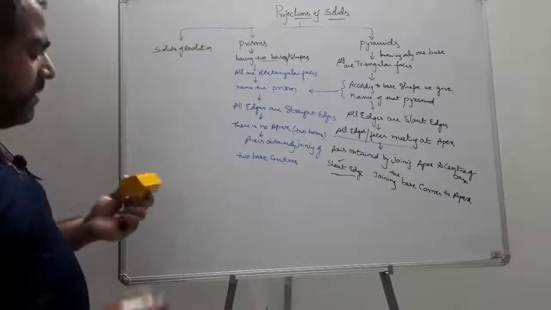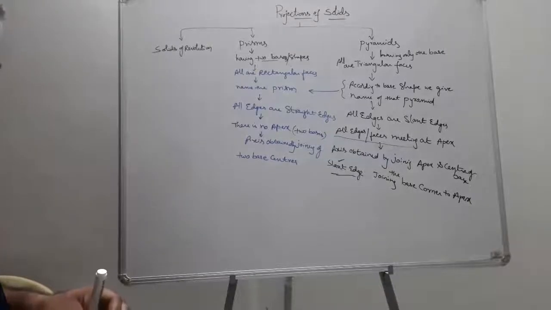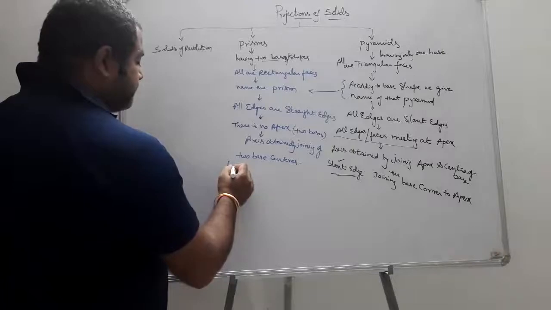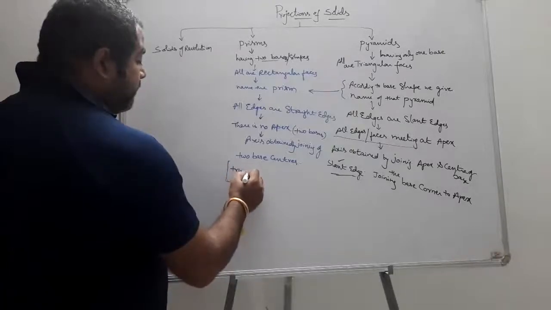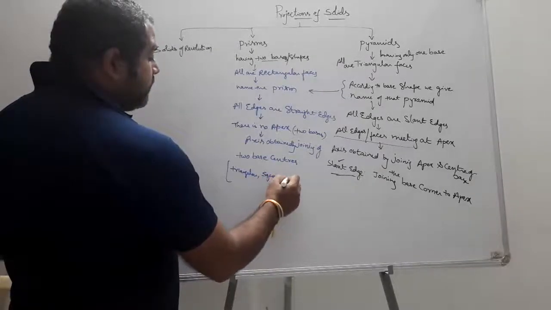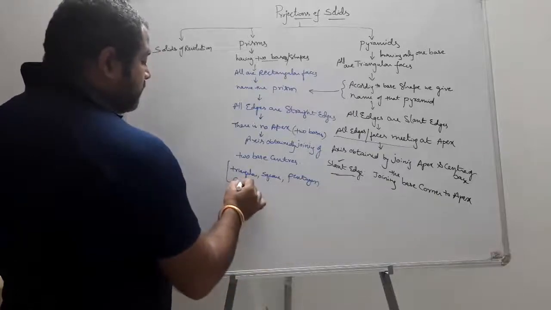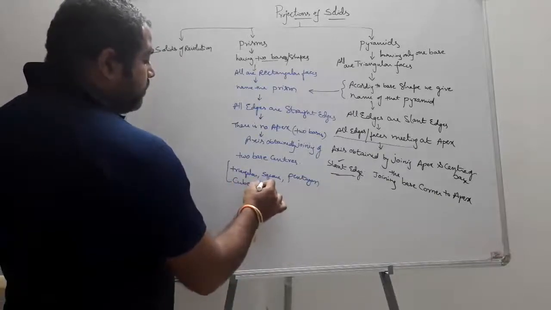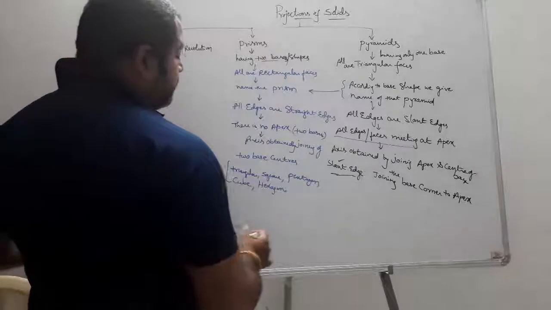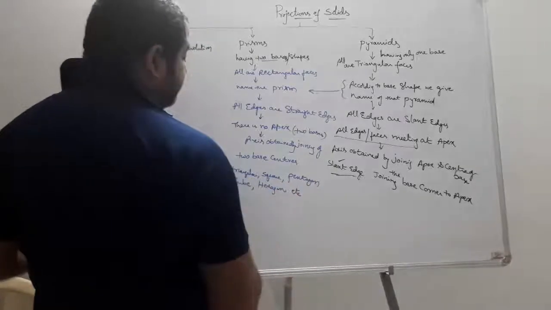Next one is your solid of revolution. What is meant by the solid of revolution? In general, the prisms are named as triangular, square, pentagon, cube, hexagon, etc.